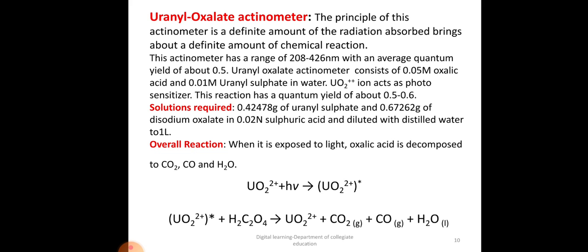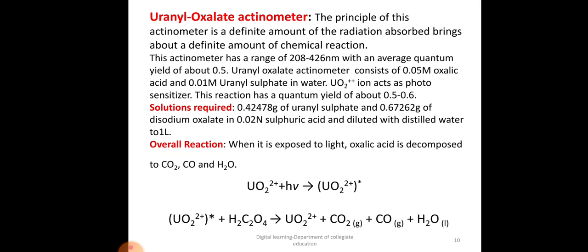Uranyl oxalate actinometer. The principle of this actinometer is a definite amount of the radiation absorbed brings about a definite amount of the chemical reaction. This actinometer has a range of 208 to 426 nanometer with an average quantum yield of about 0.5. Uranyl oxalate actinometer consists of 0.05 molar oxalic acid and 0.01 molar uranyl sulfate in water. Uranyl 2 plus ion acts as photosensitizer. This reaction has a quantum yield of about 0.5 to 0.6.